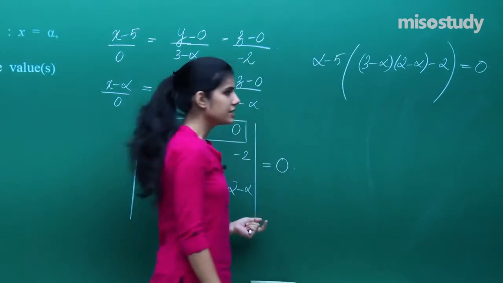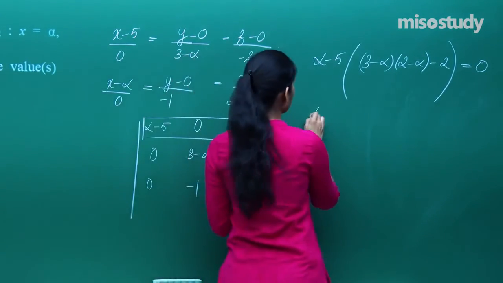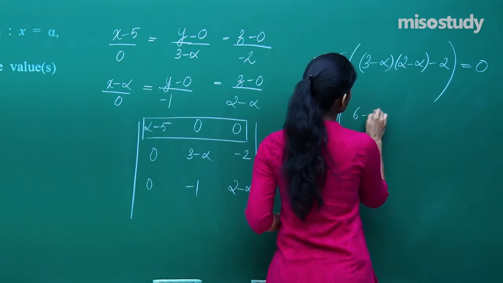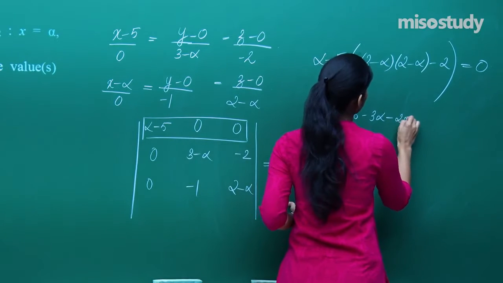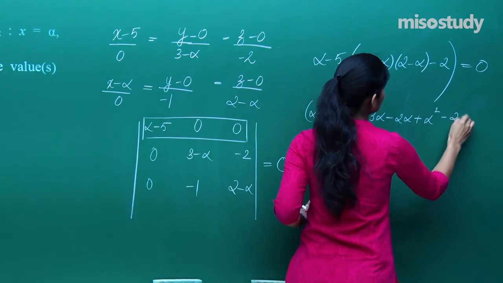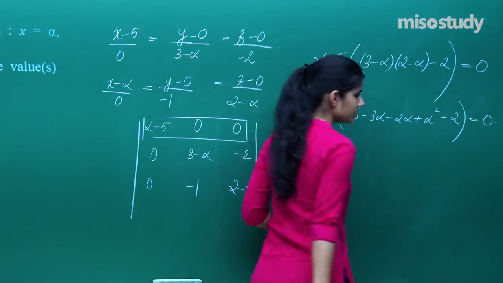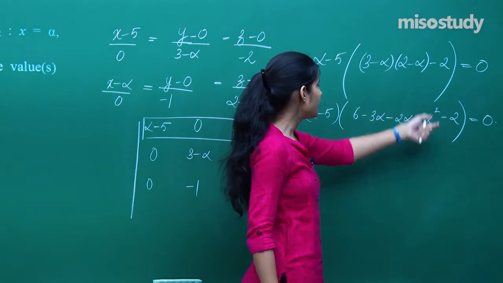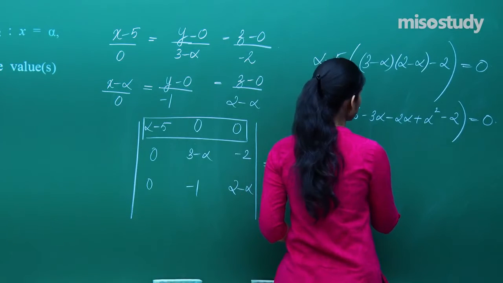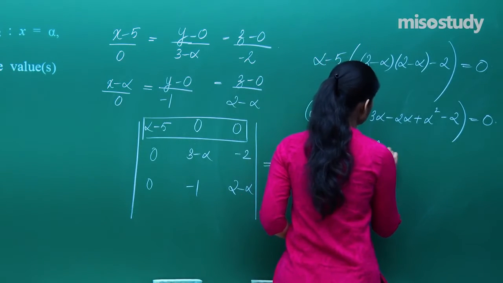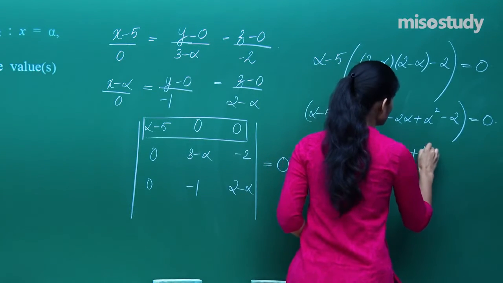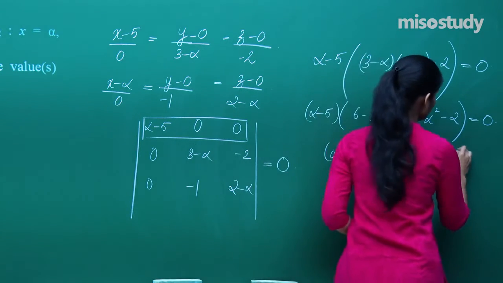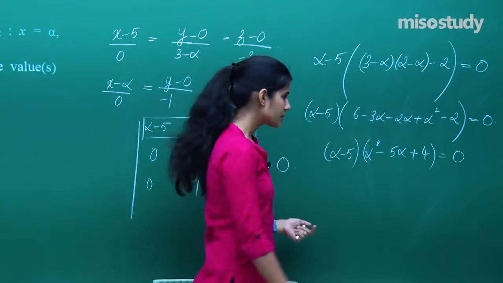And now once you have this, let's just simplify this expression. You have alpha minus 5, inside you have 6 minus 3 alpha minus 2 alpha plus alpha square minus 2 equals 0. Right, this is 6 minus 3 alpha minus 2 alpha plus alpha square. So, this gives you 6 minus 2 is 4. So, you get alpha square minus 5 alpha plus 4 into alpha minus 5. This is 0.